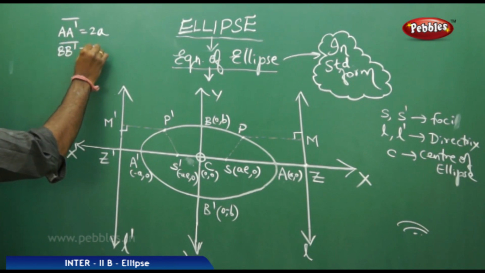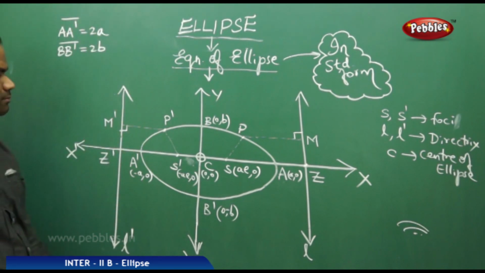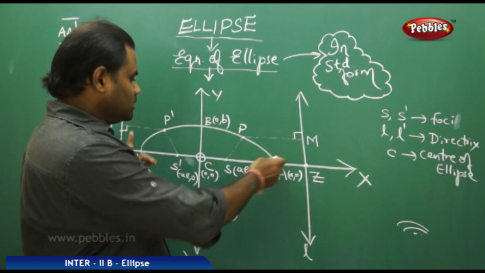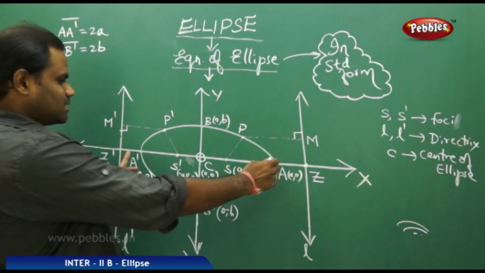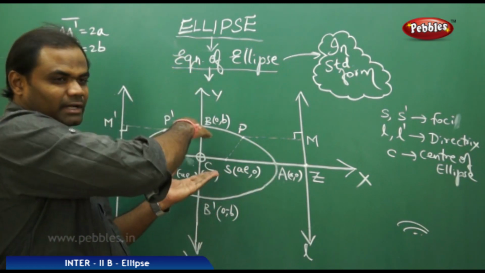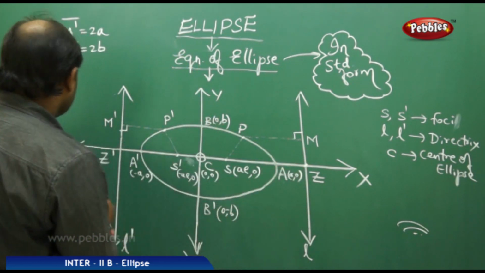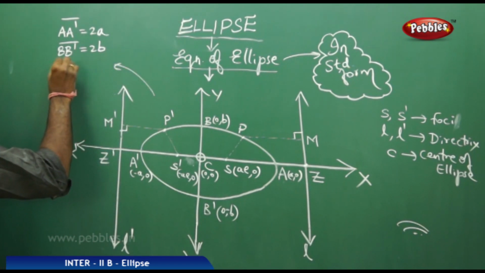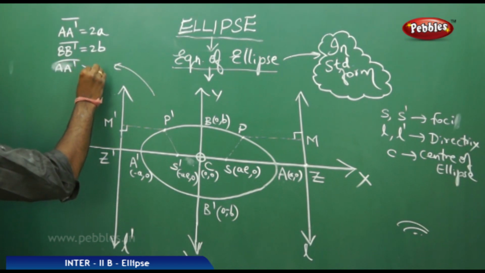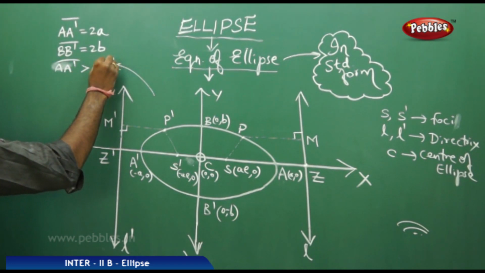And BB dash will be 2B, as we can see here. Now clearly I see that this is greater than this because this is flattened and this is bulged. So AA dash, in this case, the condition is that AA dash is greater than BB dash.